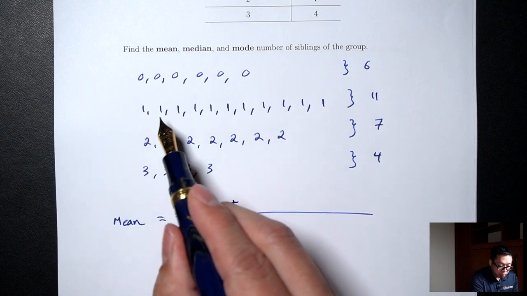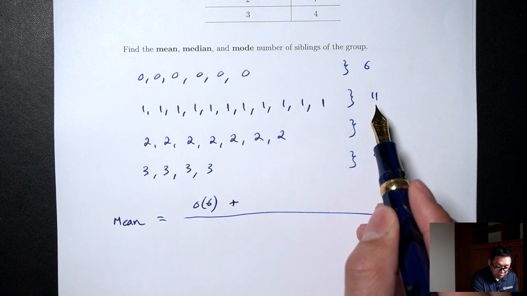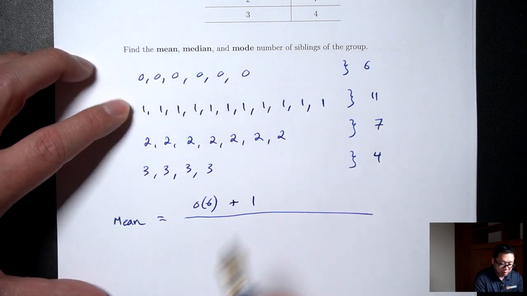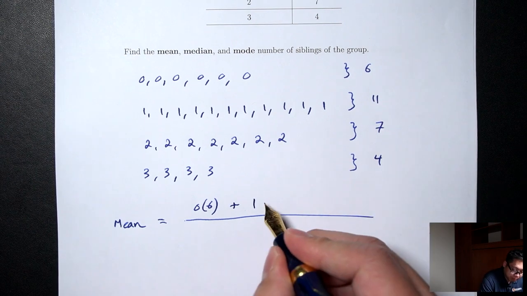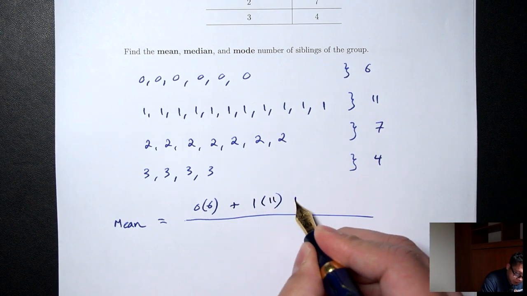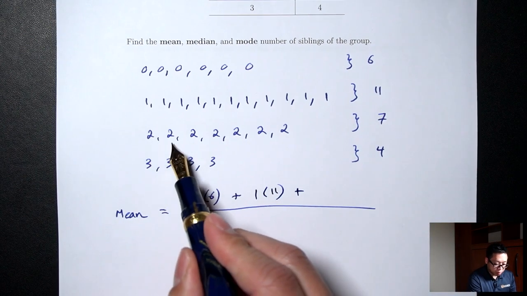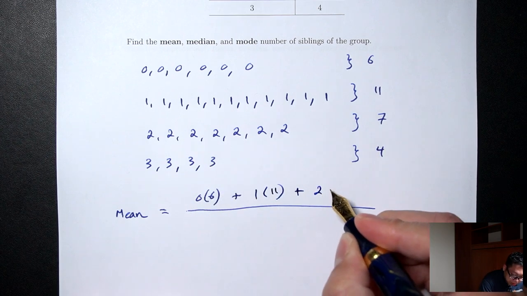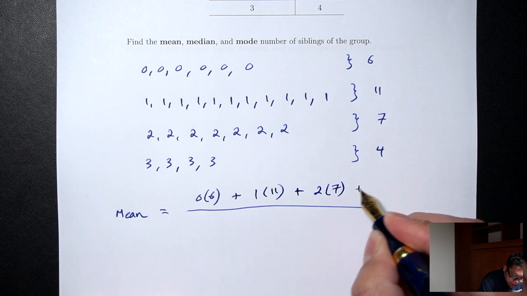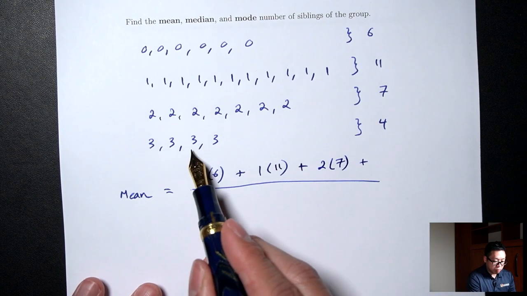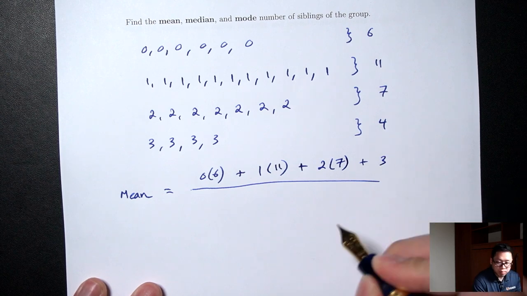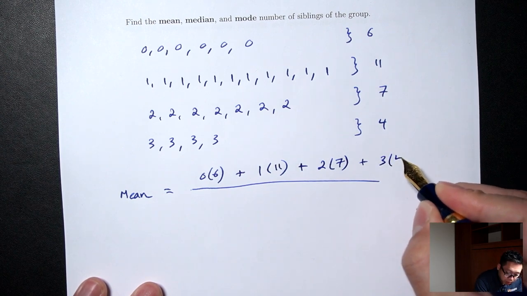You could add up 1 plus 1 plus 1 plus 1 eleven times, but that's the same thing as saying 1 times 11. You could go 2 plus 2 plus 2 plus 2 seven times. That's the same thing as saying 2 times 7. And then finally, 3 plus 3 plus 3 plus 3 is the same thing as saying 3 four times, or 3 times 4.